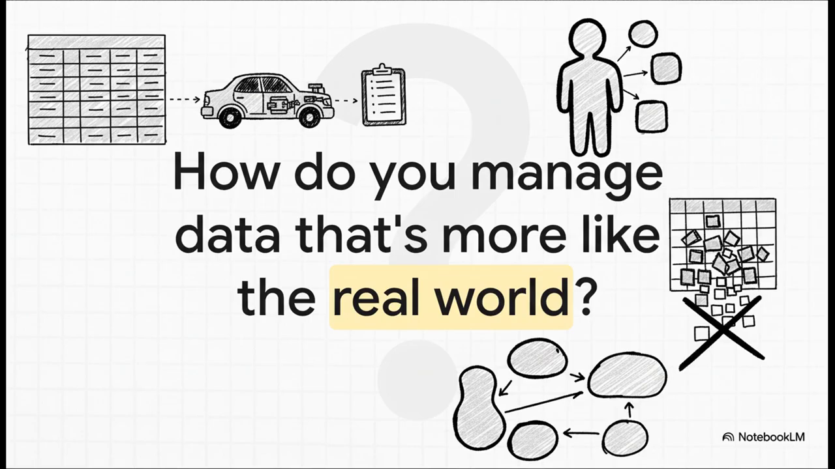I mean, think about it. Your classic database, it's awesome for things that fit neatly into tables with rows and columns. But what about something like a car? It's got an engine, wheels, a full service history. Or what about a person and all their relationships? That kind of stuff just doesn't cram nicely into a spreadsheet. And that, right there, is the exact problem these object-oriented databases were built to solve.